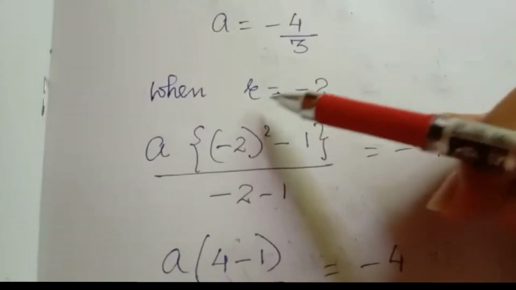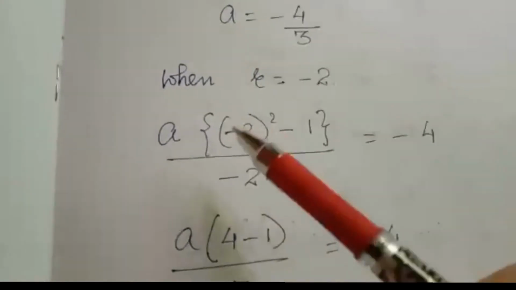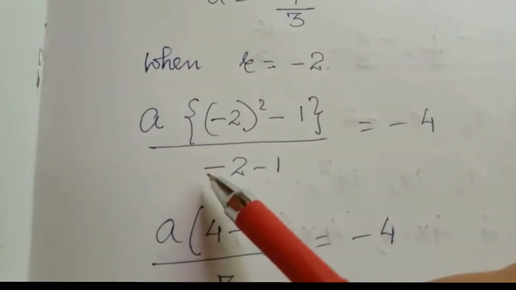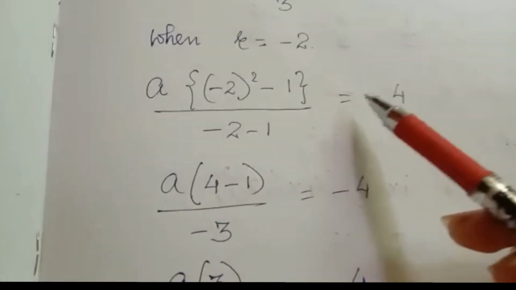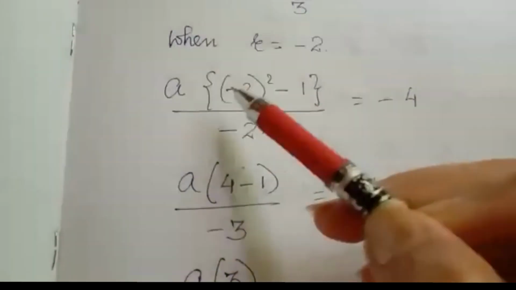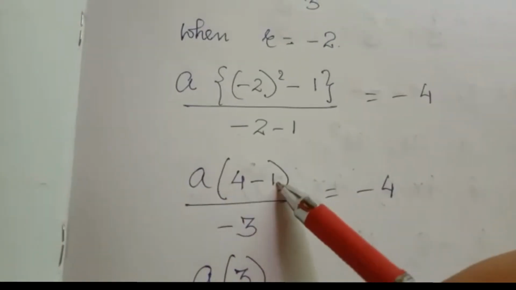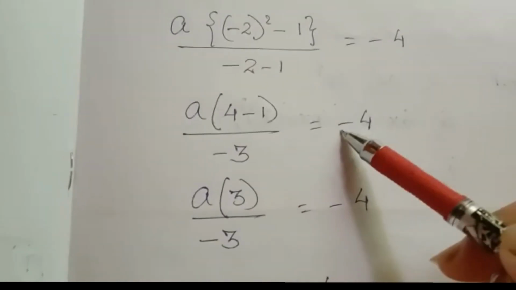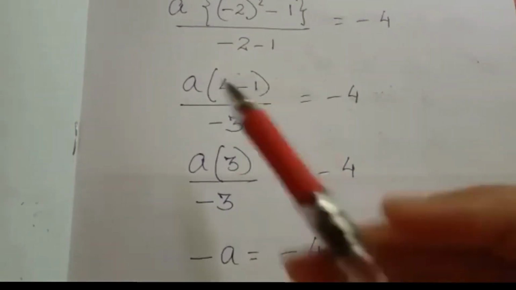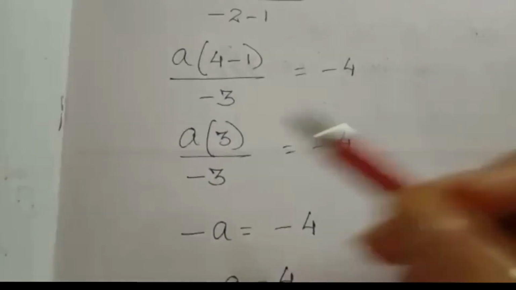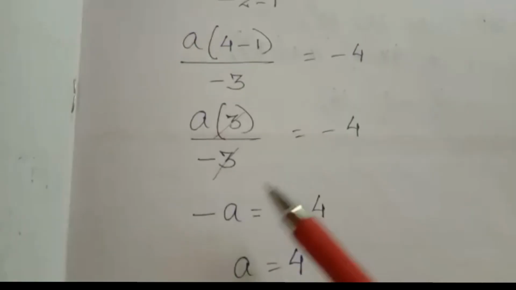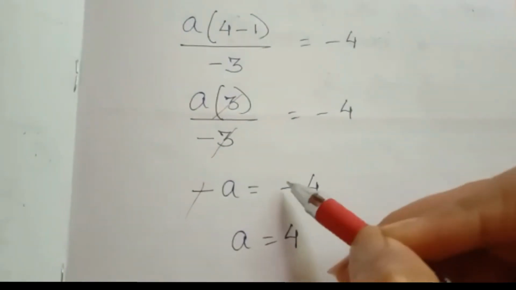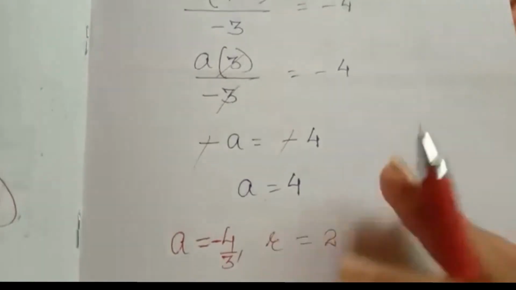Now we will consider R is equal to minus 2. So A into ((minus 2) square minus 1) divided by (minus 2 minus 1) is equal to minus 4. So (minus 2) square is 4. (4 minus 1) divided by (minus 2 minus 1), which is minus 3, is equal to minus 4. So 4 minus 1 is 3. We can cancel 3 and 3. So minus A is equal to minus 4, minus minus cancel, A is equal to 4.